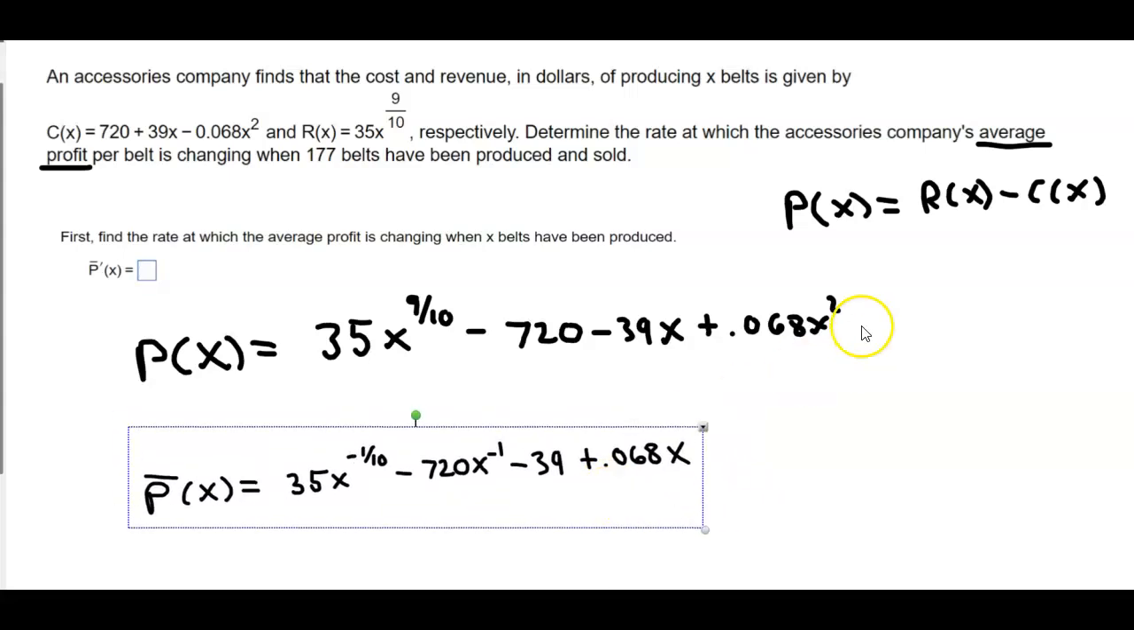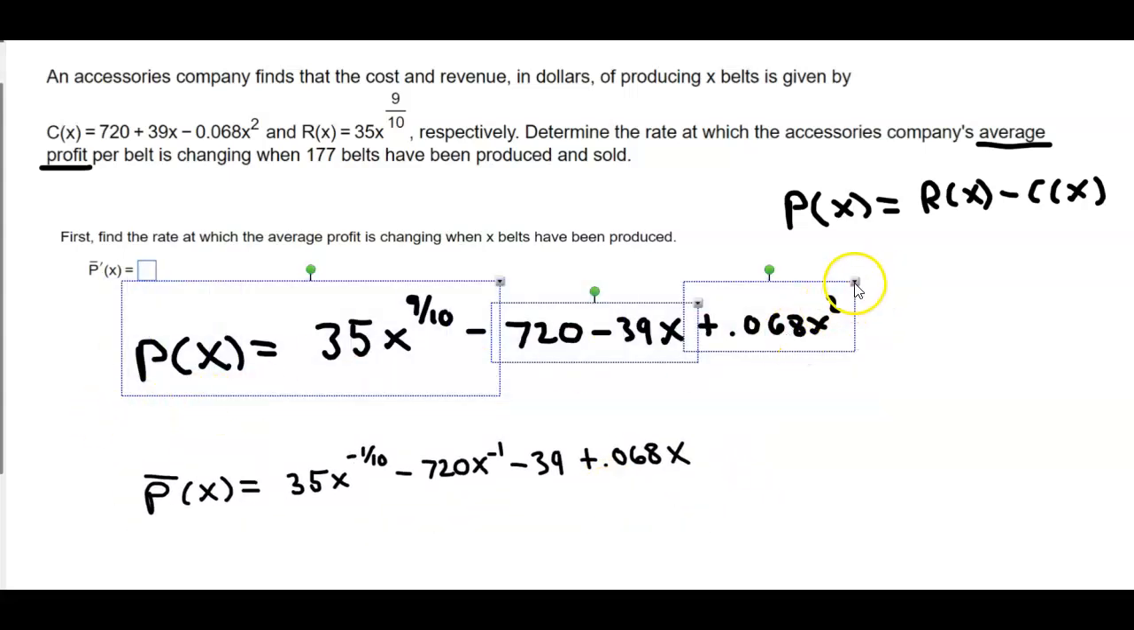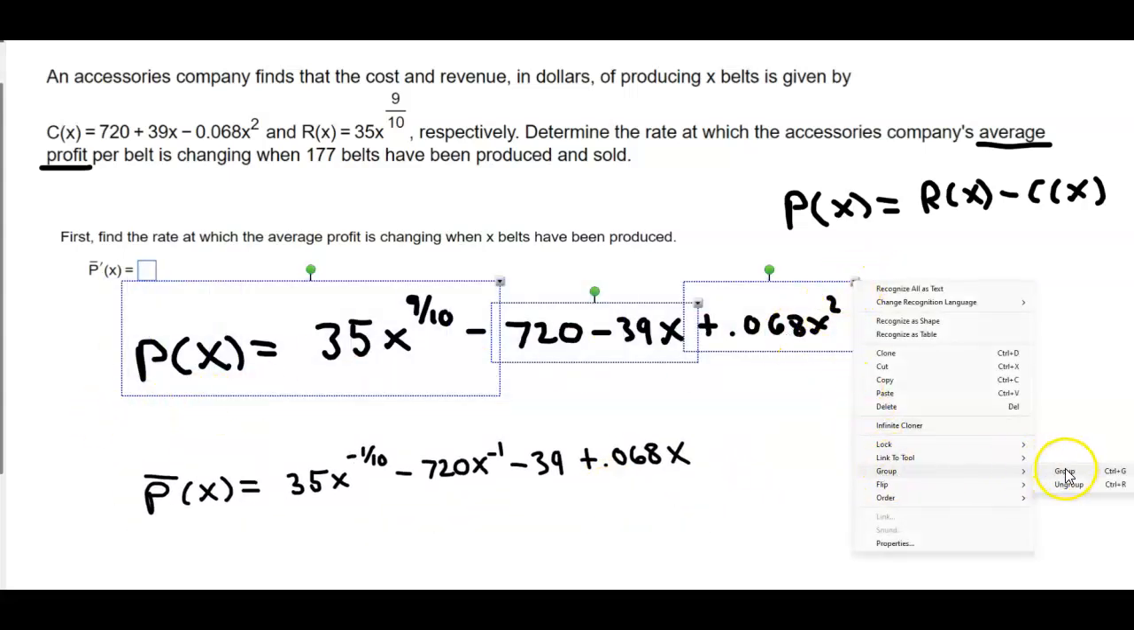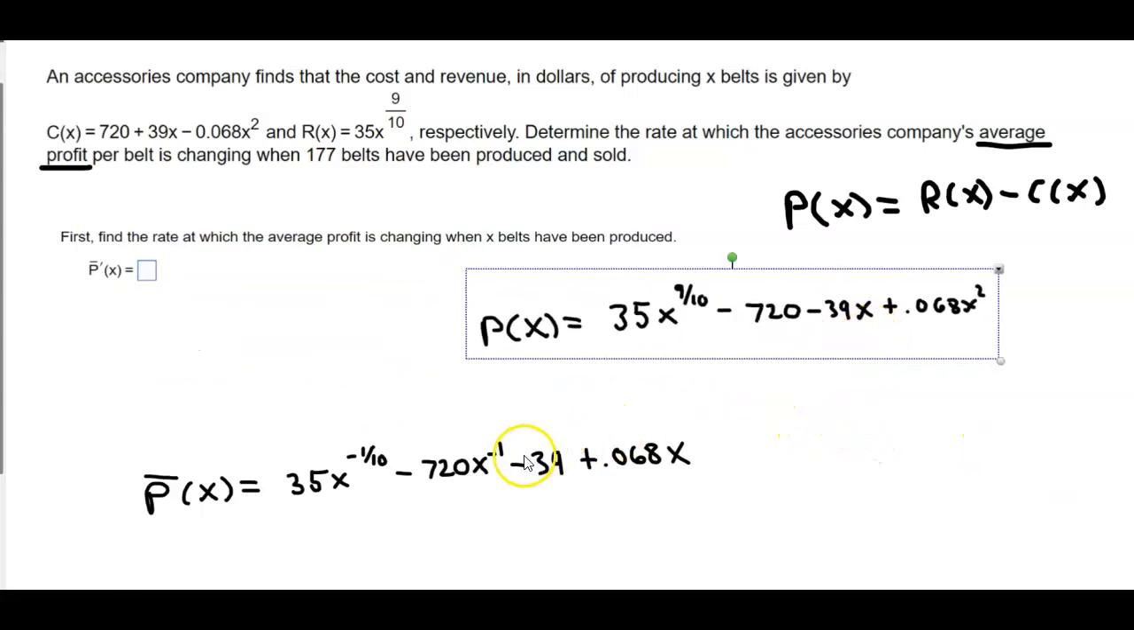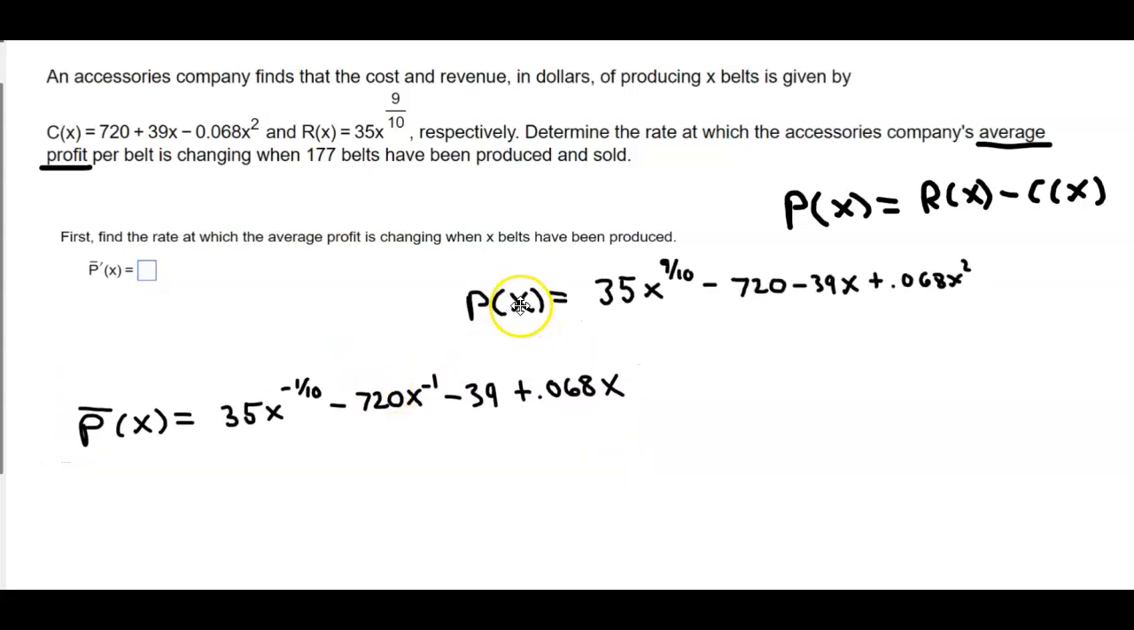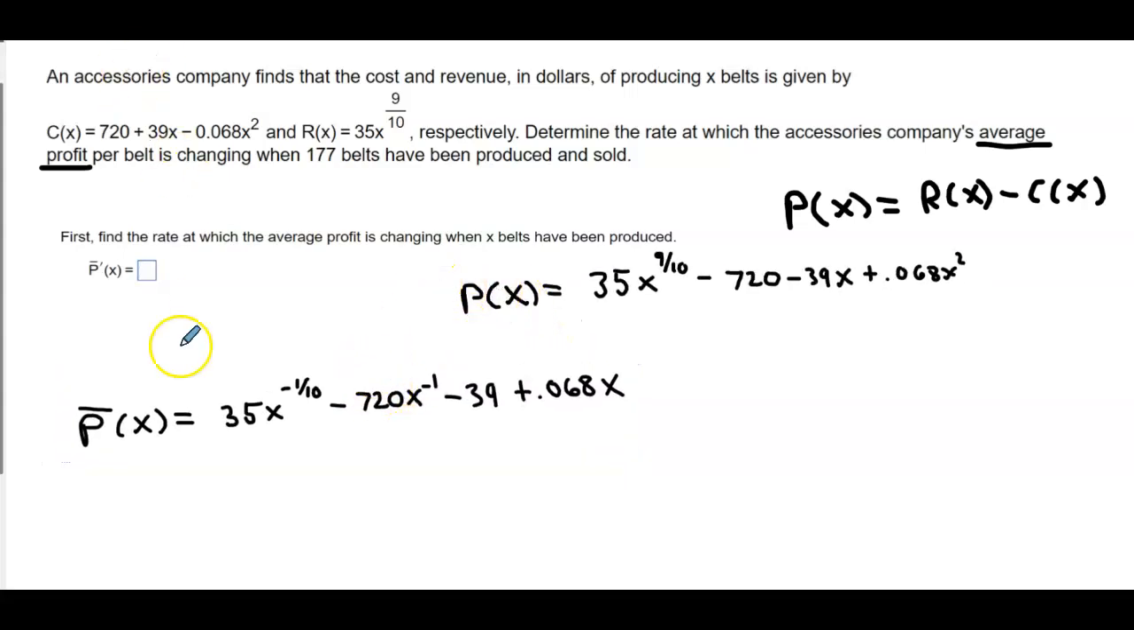And we need this, but this is not what they're referring to in that answer there. When it says find the rate at which average profit is changing when X belts have been produced, we need the derivative. So we'll go through here. We can now call this average profit with the prime symbol there, just a way to reference it's the derivative. We'll go term by term using the power rule.